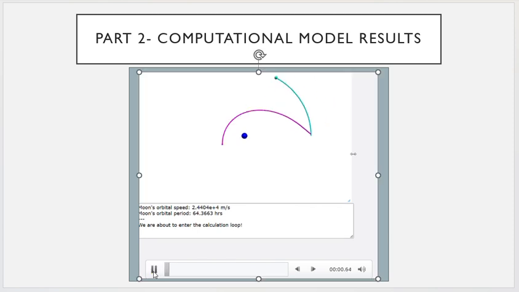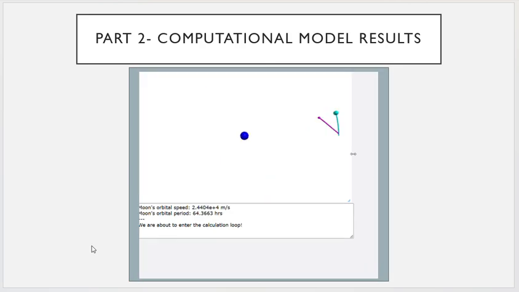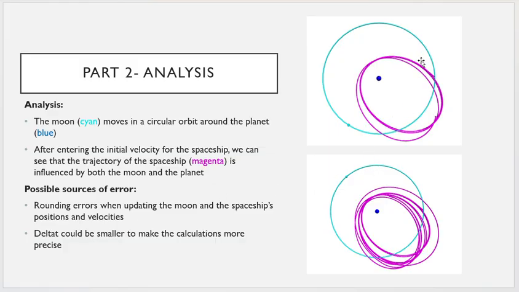Now when we run this code, we can see our spaceship's motion as it moves in an orbit around both the planet and the moon without crashing. So first the moon moves in a circular orbit around the planet, and then after entering the initial velocity of the spaceship, we can see its trajectory is influenced by both the gravitational forces of the moon and the planet. For this case scenario, a figure-8 wasn't possible, but the spaceship's path still reflects the gravitational interactions from both the planet and the moon. For possible sources of error, there could be rounding errors when updating the moon and spaceship's position and velocity. We could also have a smaller delta t to make the calculations more precise.